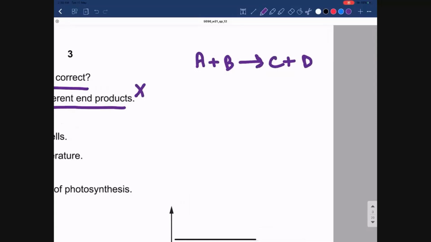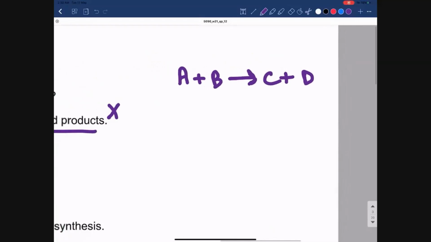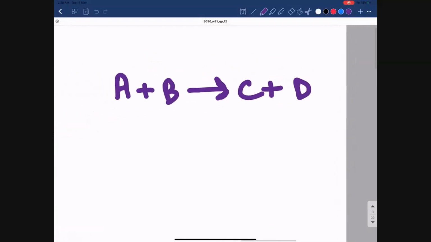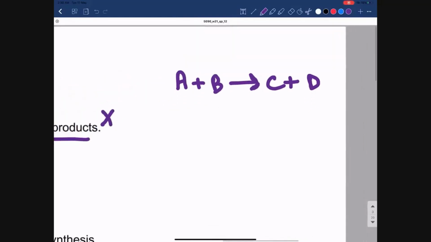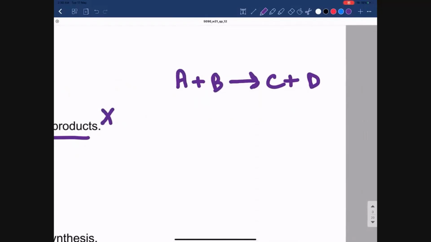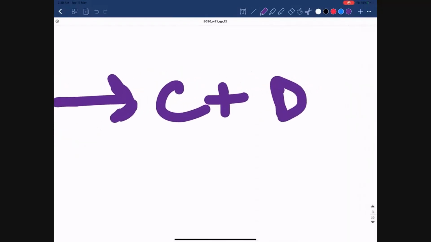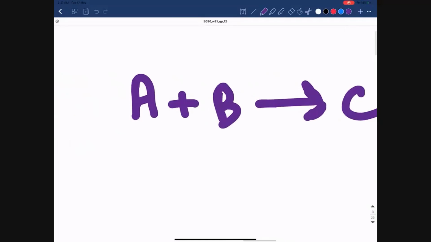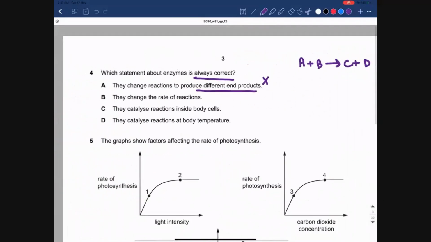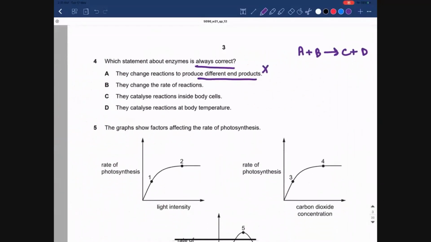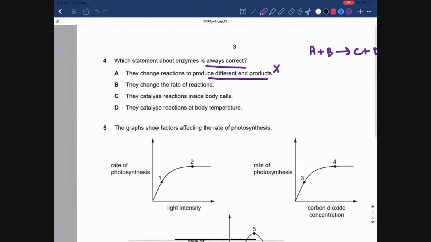For example, if this is a reaction that is A plus B forming C plus D, so if I don't use an enzyme, the products will be C and D. And if I use an enzyme, the products will still be C and D. Enzyme does not change the products that are formed or the reactants that are being used. So always remember that enzyme only affects the speed of the reaction. Enzyme only increases the speed of reaction. It does not change the products that are being formed.